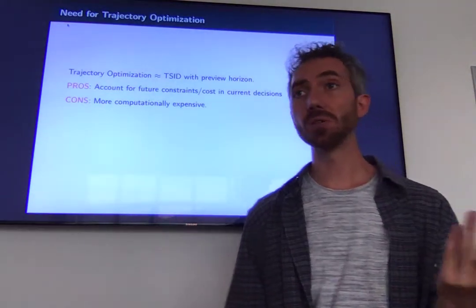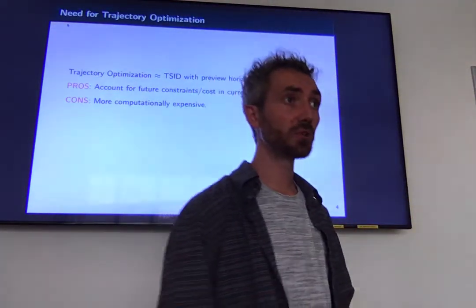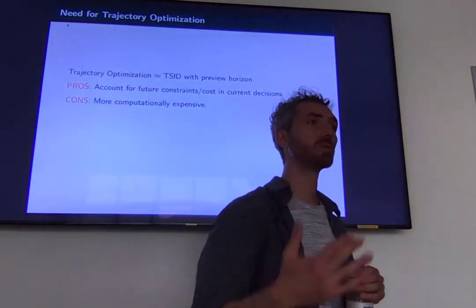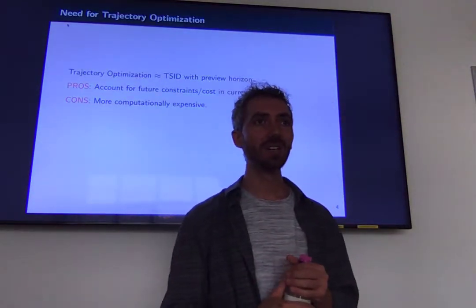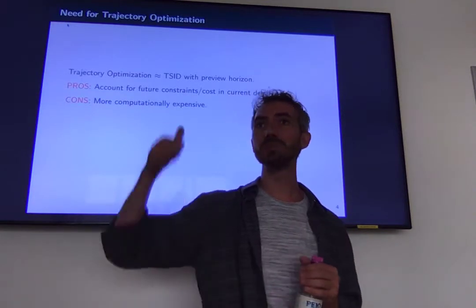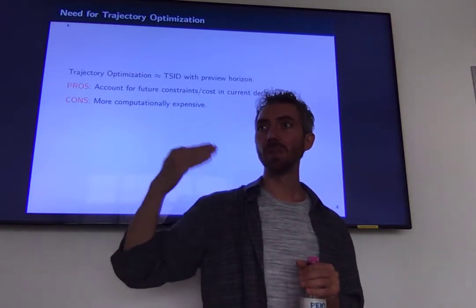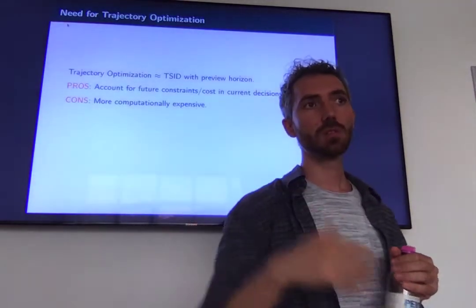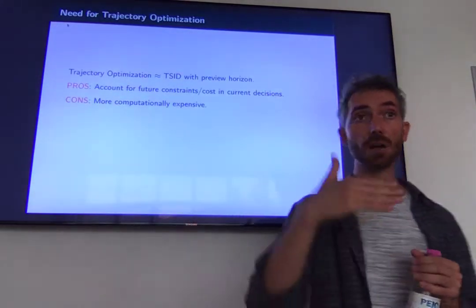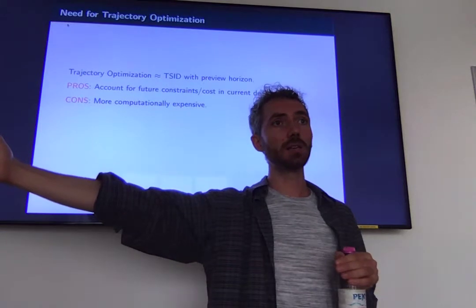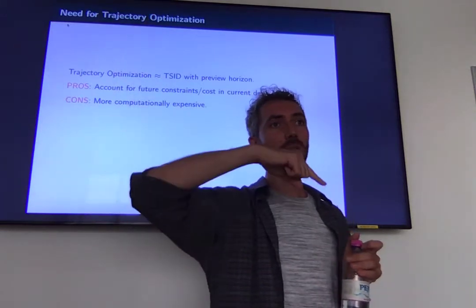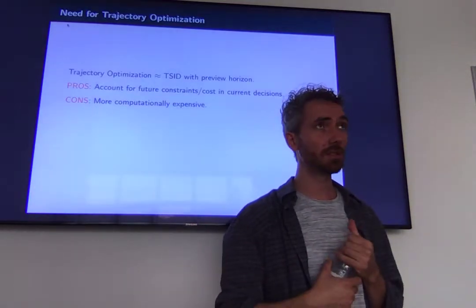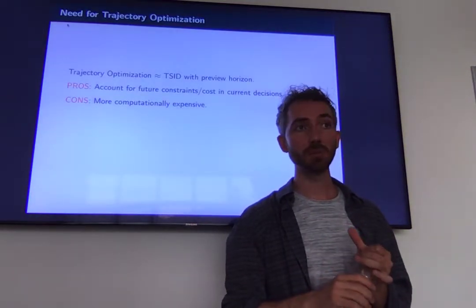So for a humanoid, you have 30 degrees of freedom, and if you think that you want to have, I don't know, a 2-second preview horizon discretized at 1 millisecond, which was the control frequency we were using with TSID, you're going to have 2,000 points in time times the dimension of the state, which is 30. That makes 60,000 variables.